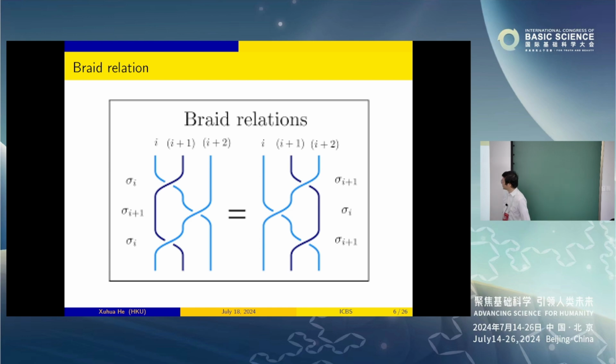And okay, so this is what I copied from online. This is the braid relation. This is the key relation for any Coxeter groups. You can see we have these two different ways, changing from s1, s2, s1 to s2, s1, s2.